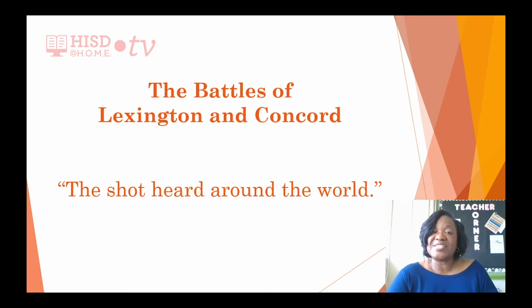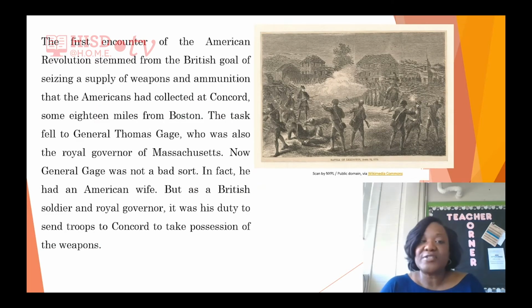The battles of Lexington and Concord, the shock heard around the world. The first encounter of the American Revolution stemmed from the British goal of seizing a supply of weapons and ammunition that the Americans had collected at Concord, some 18 miles from Boston. The task fell to General Thomas Gage, who was also the royal governor of Massachusetts. Now, General Gage was not a bad sort. In fact, he had an American wife. But as a British soldier and royal governor, it was his duty to send troops to Concord to take possession of the weapons.